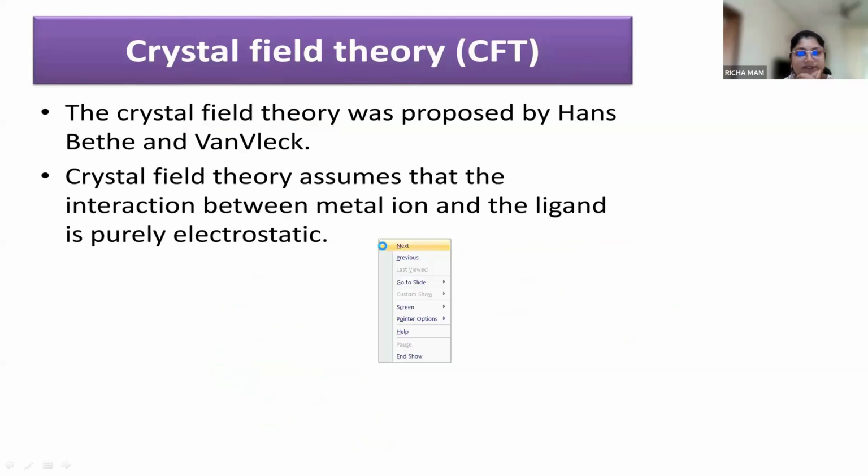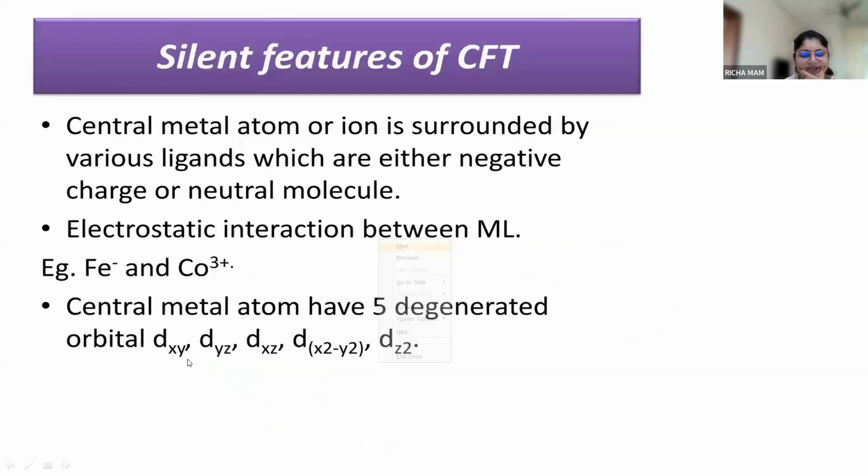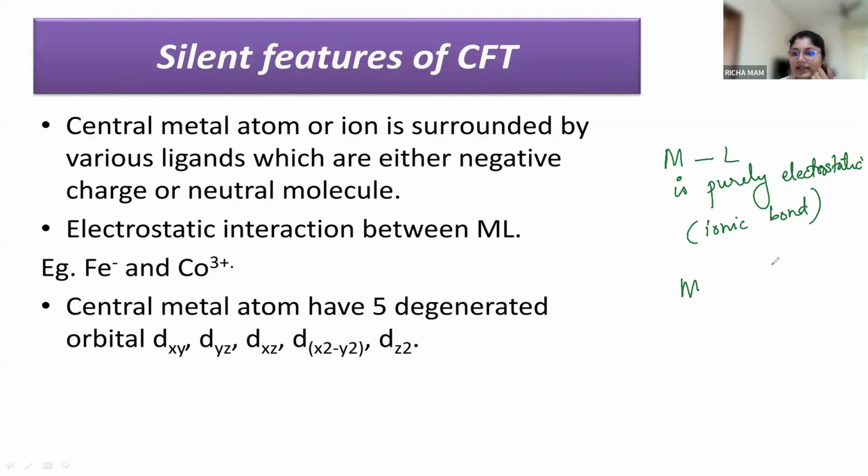So let us discuss the points. Whatever bond is formed between the metal and ligand is purely electrostatic. Electrostatic means what? Ionic bond. So this ligand is giving electrons and this is taking electrons, right? So it is a purely electrostatic or ionic bond. The bond formed between the metal and ligand is purely ionic.